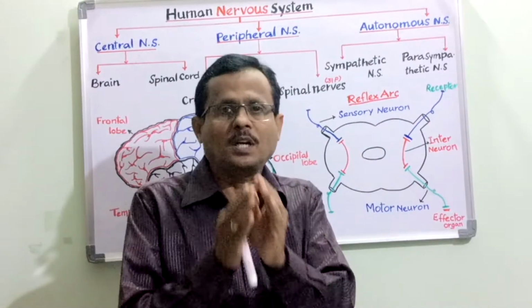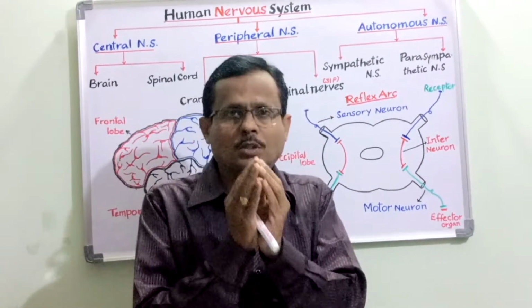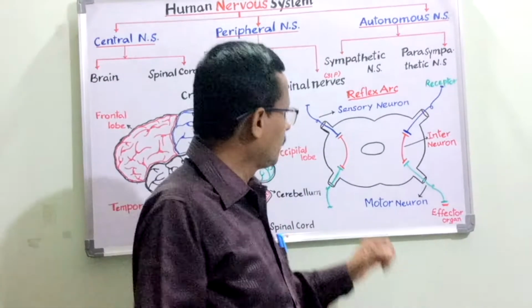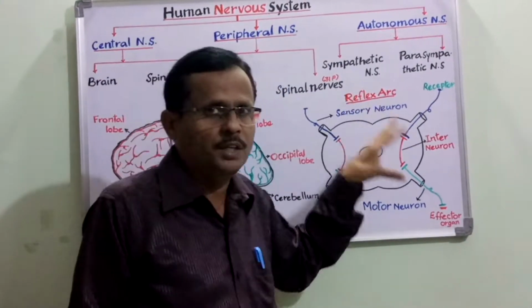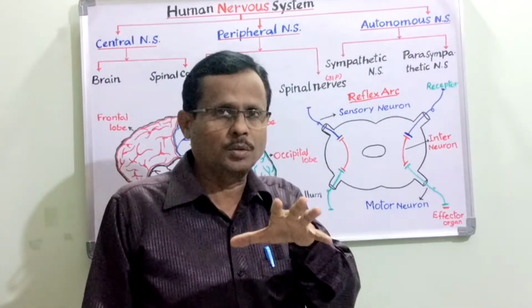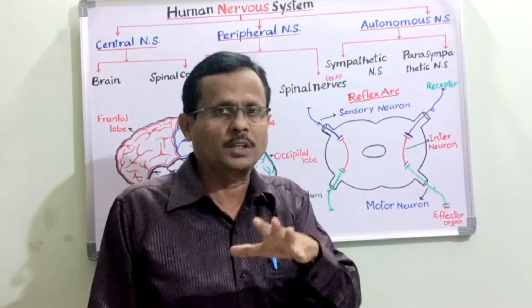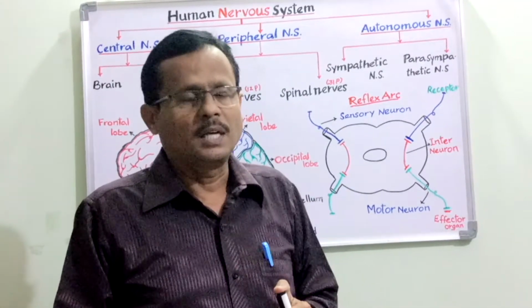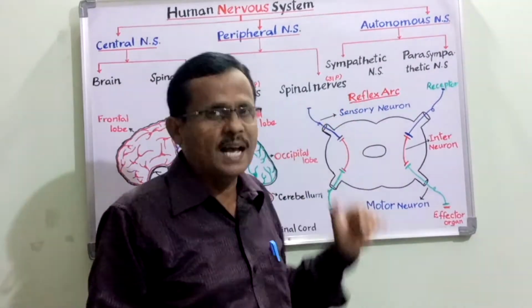The pathway of reflex action resembles that of an arc. So this is called the reflex arc. Now this is a sudden and spontaneous reaction shown for a stimulus by the spinal cord without the intervention of brain activity, and hence it is called reflex action.